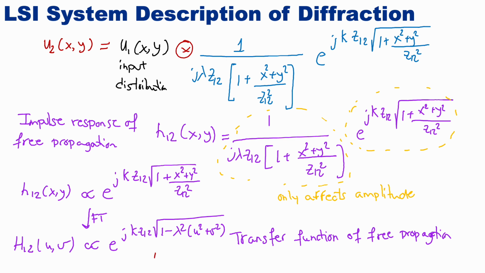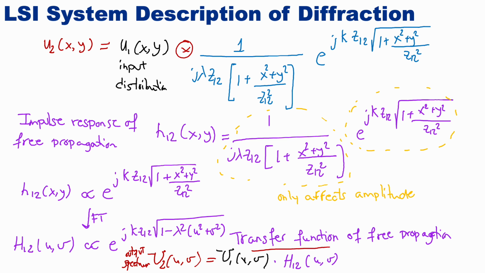That means that the spectrum of our output is going to be the product of the spectrum of our input with the transfer function. And this one right here is going to be our input spectrum.